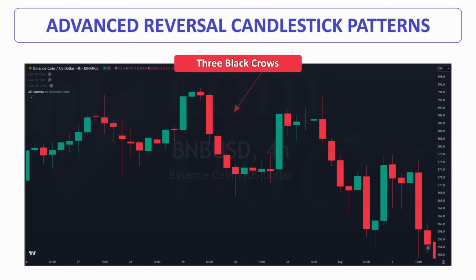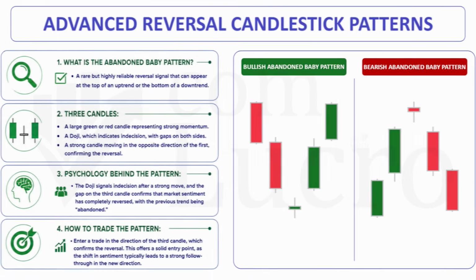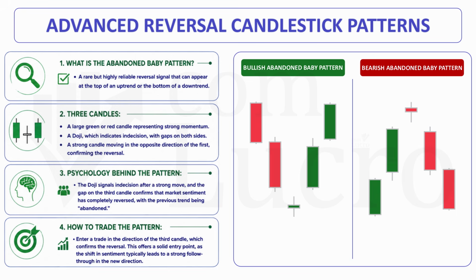How do we trade the three black crows? A common approach is to wait for a slight upward correction or pullback after the third candle. This pullback provides an opportunity to enter a short position at a more favorable price, while still capitalizing on the downward momentum.